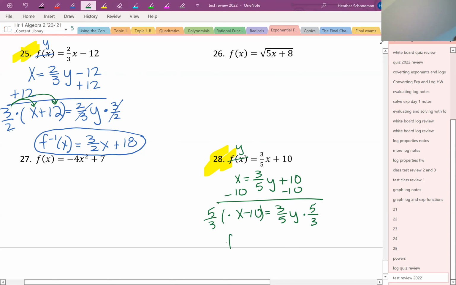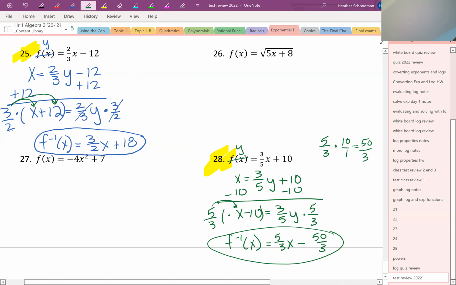Okay, so to get my final answer, I have fancy notation equals, now I take 5/3 times x, would just be 5/3 x, minus, I can't do 10 divided by 3. That's okay. Think about what you're doing. You're just multiplying straight across the top and straight across the bottom. So you get 50/3. Done. It's that easy. And there is your answer.